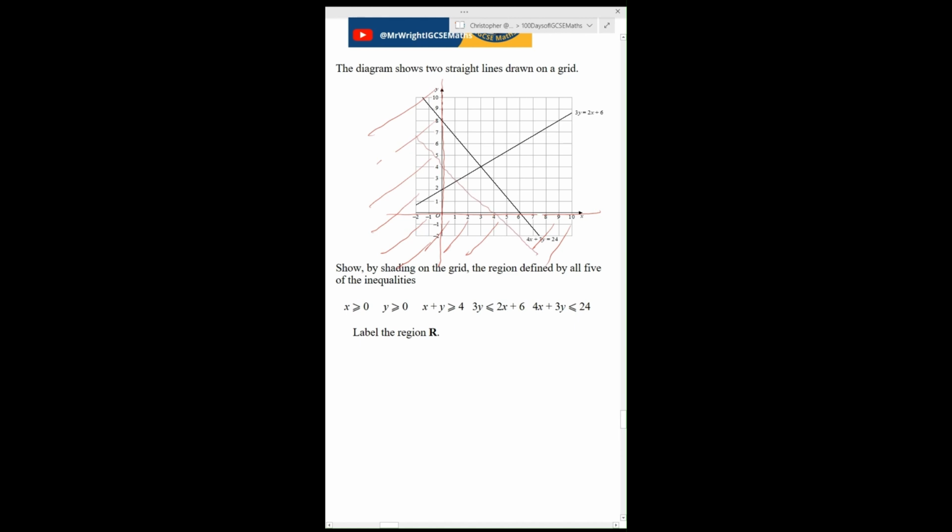And I don't want less than 4. Here's the line 3x equals 2x plus 6, and I want less than that, so I don't want more than that. And lastly, I don't want more than 24, so there is my area, and I've labelled it R.